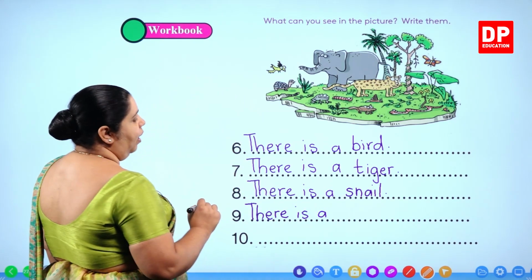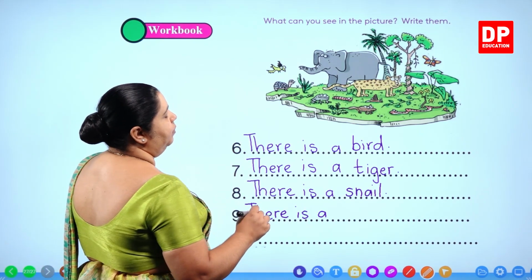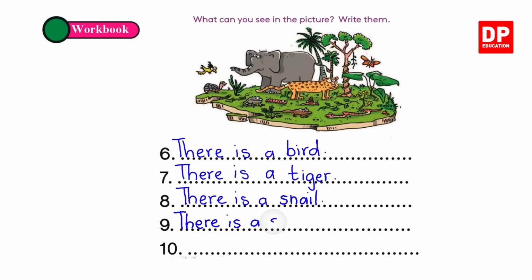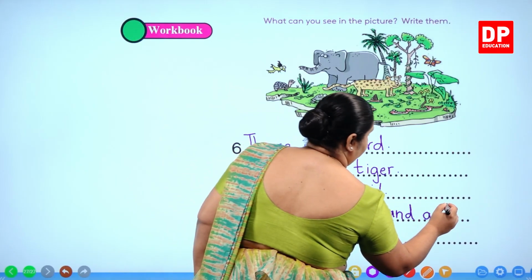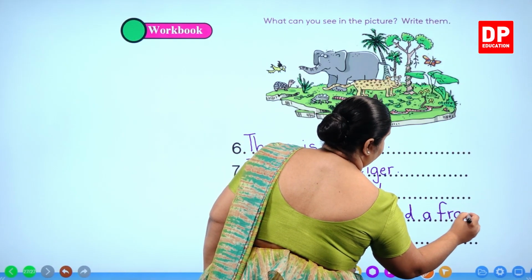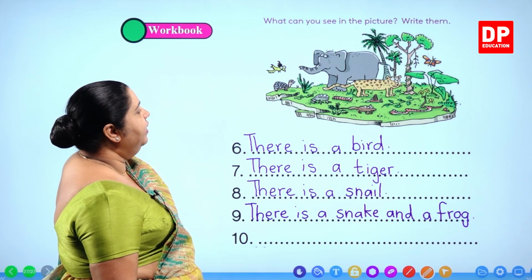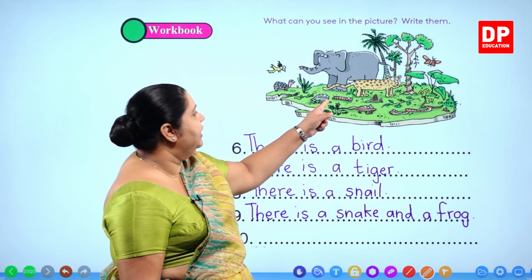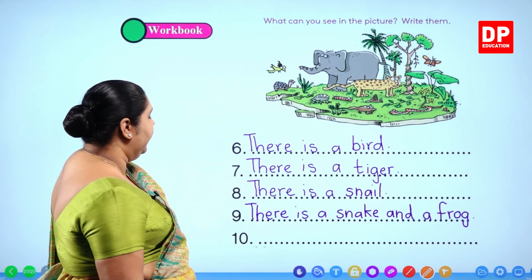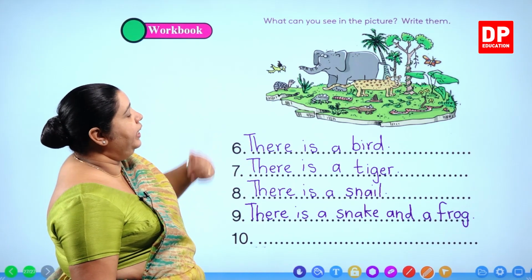There is a snake and a frog. Here, can you see? There is a frog. There is a snake and a frog. Oh, right. Then we can say there is a caterpillar. There is a caterpillar. There is a tortoise.